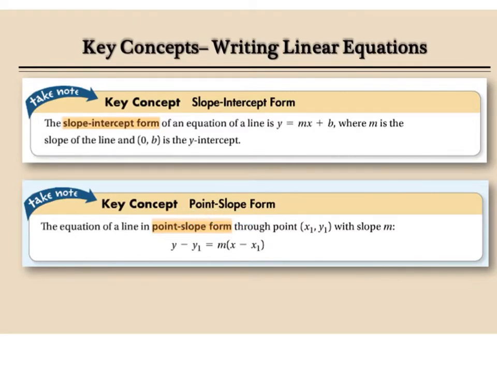Point-slope form, which we don't see very often, is used when the equation of a line goes through a point, x sub 1 and y sub 1, and it has a slope. We write it as y minus y sub 1 equals m, which is the slope. Then you put in parentheses x minus x sub 1.